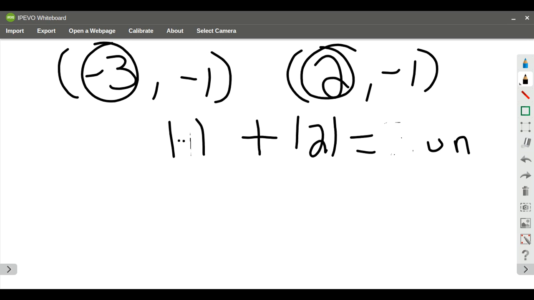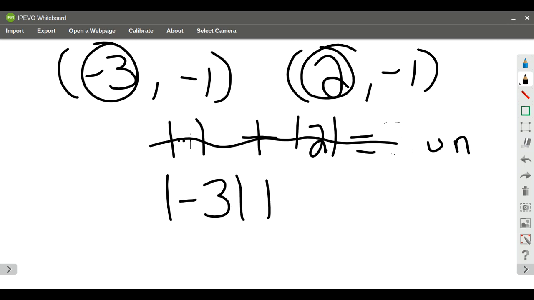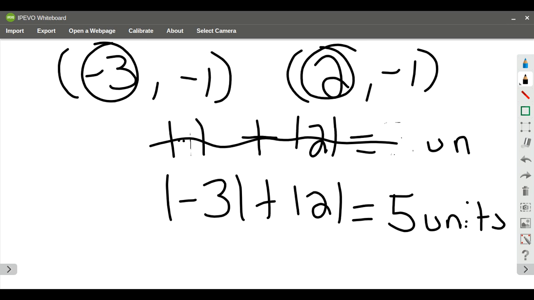So the absolute value of -3. I'm just going to rewrite: the absolute value of -3 added to the absolute value of 2 is going to give me 5 units. That looks like a much better answer to those coordinates. So the distance between these two coordinates is going to be 5 units.